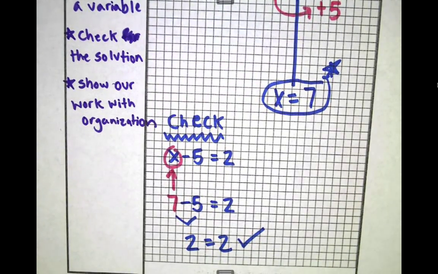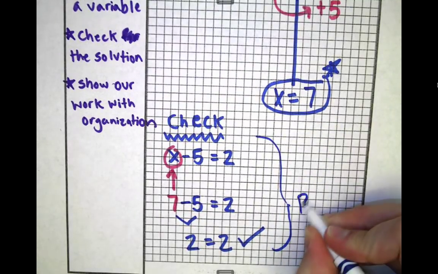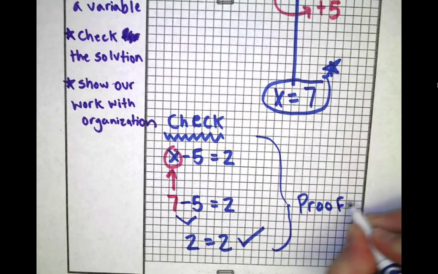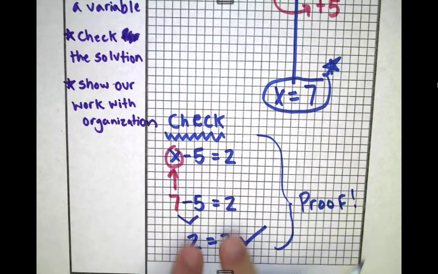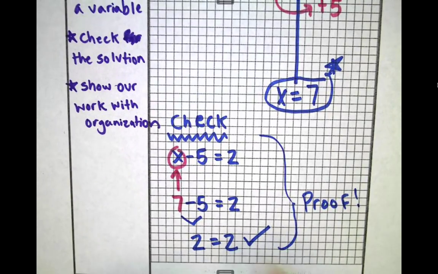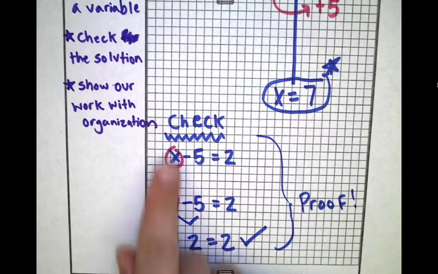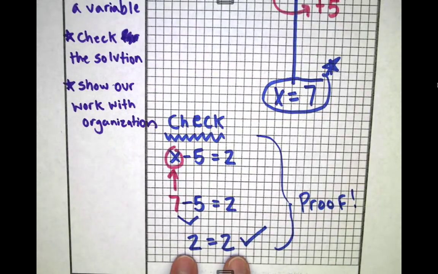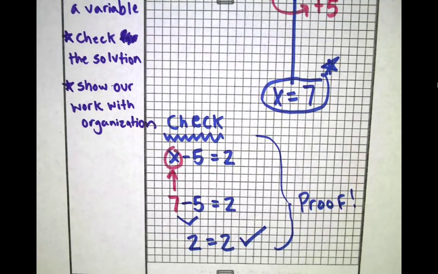So the idea with the check is you're proving, this is all of your proof, it's your evidence that your answer up above is the correct answer. If I had done all of this work and I'd gotten like 5 equals 2, then I would have been like, no it doesn't, 5 doesn't equal 2, and then I would have thought maybe my answer x equals 7 is incorrect. So that's how I check my answer. I look to see if the left and the right are going to match up and check each other, and if they do, then I feel really good about my solution. Alright, so let's try another.